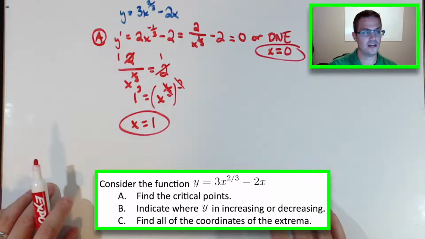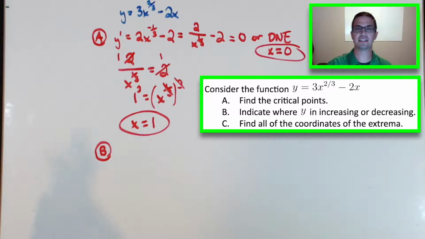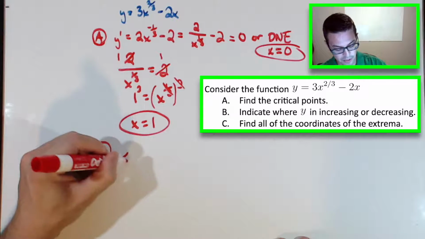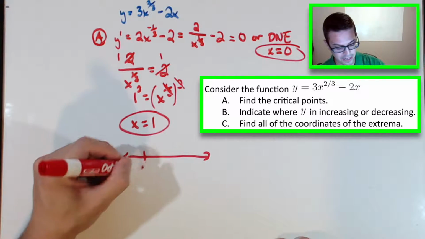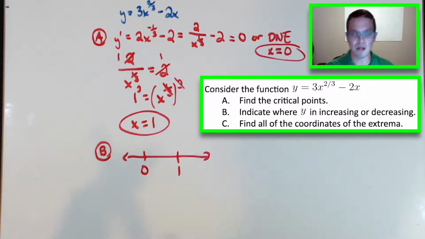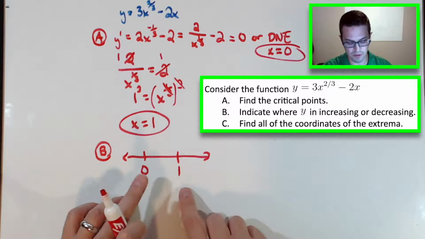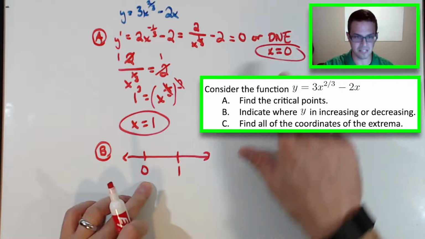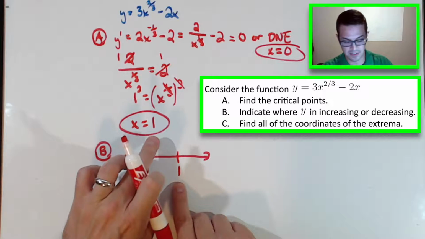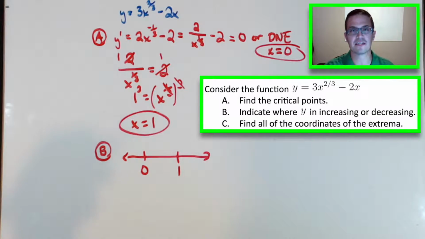So that's part A. Next, it says indicate the intervals in which y is increasing or decreasing. To do this, you're going to want to make a critical number line. So I'm going to make a number line and put my critical numbers on it. Okay, so I have 0 and 1. You want to test each interval in between these critical points. We know the derivative at the critical point 0 does not exist, and the derivative at 1 is equal to 0. So we already solved those. We need to test every other point to see whether it's positive or negative. If the derivative is positive, then it's increasing. If the derivative is negative, then it's decreasing.